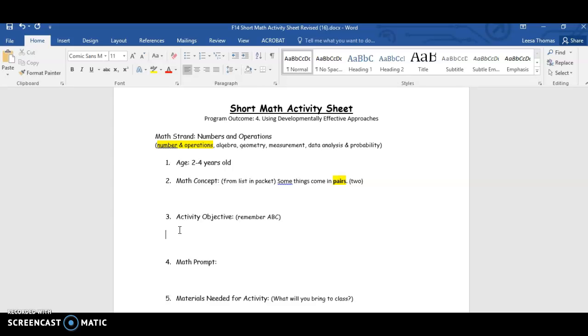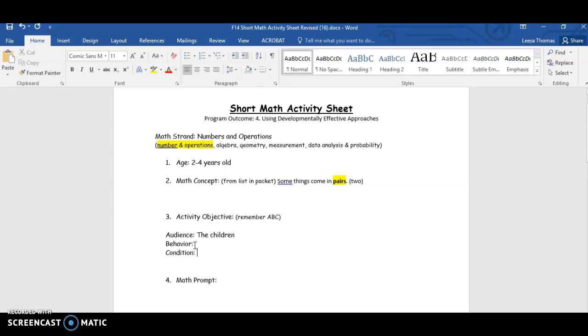So for an activity objective, always remember there are the ABCs. The A is your audience. This is easy. It never changes. The audience is the children, always. Next is the behavior. This is what you're going to do. And then the C is the condition. And I like to think of this as the with what. So you've got your audience, the children, the behavior is what you're going to do, and the condition is the with what.